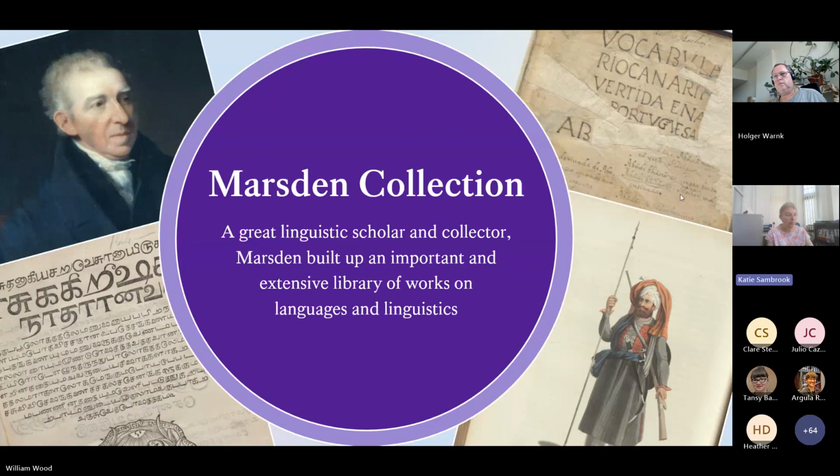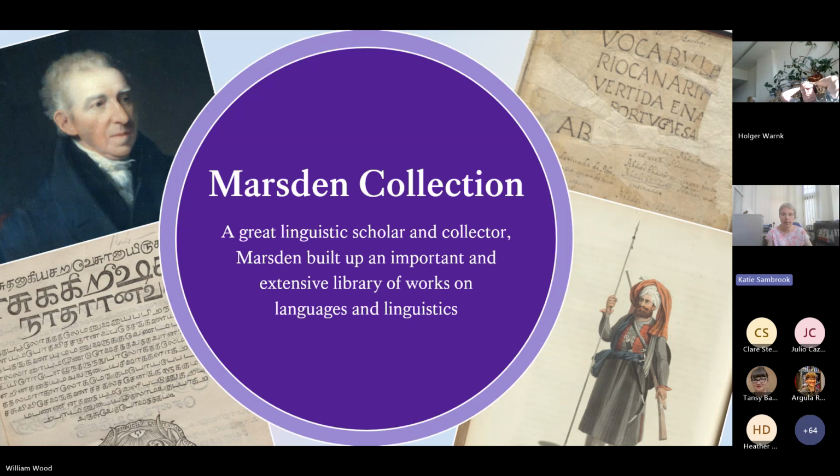So you've heard the name William Marsden mentioned, and the first collection I'm going to talk about is the Library of William Marsden, who you see pictured here in his old age. Marsden, who lived from 1754 to 1836, worked for the East India Company in Asia, and then returned to London, where he worked as a civil servant and rose to become first secretary to the Admiralty at the time of Trafalgar. Marsden's real interest, however, was languages.